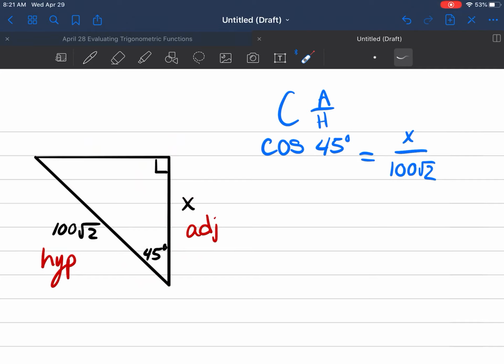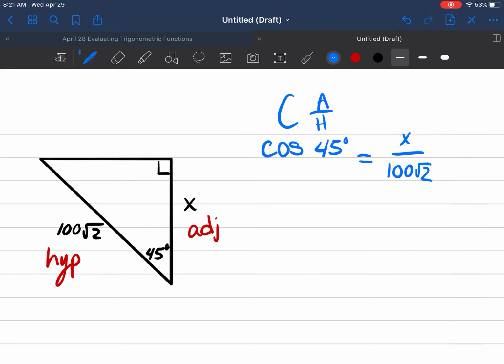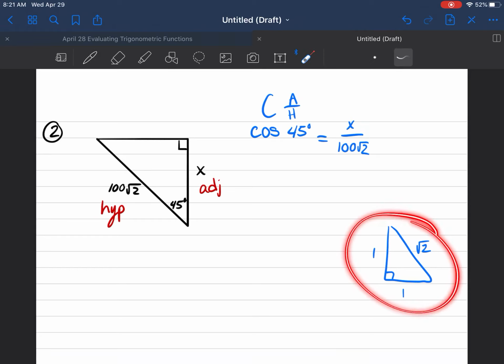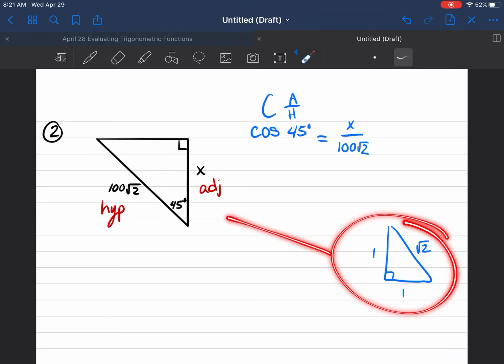Now, I don't have it written here, but I'm just going to sketch it out really quick. So the 45, 45, 90 triangle that I told you to memorize looks like this. And then you have a 1 and a 1 for both legs of the triangle. And then the hypotenuse that's across from the right angle is the square root of 2. So then you just need to apply these measurements to the triangle that we're doing. So these 2 triangles are similar in that they're the same shape, just different sizes.